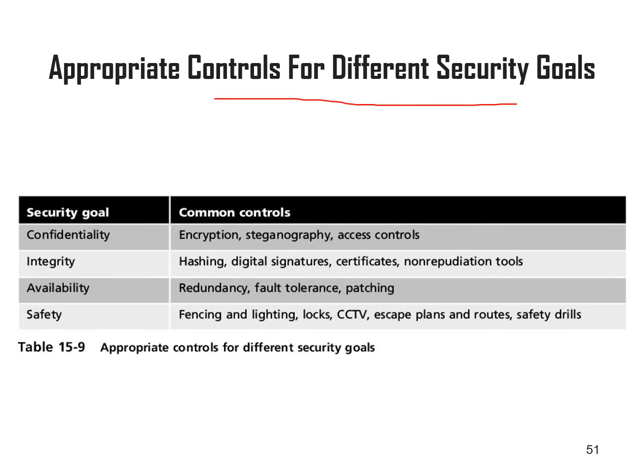Appropriate controls for different security goals. So if I want to maintain my confidentiality, I have to do encryption, steganography, and access control. I have to go for these controls. If I want to check my integrity, I can use hashing, digital signature certificates, and non-repudiation tools. If I want to maintain the availability of my information, I have to check for redundancy.